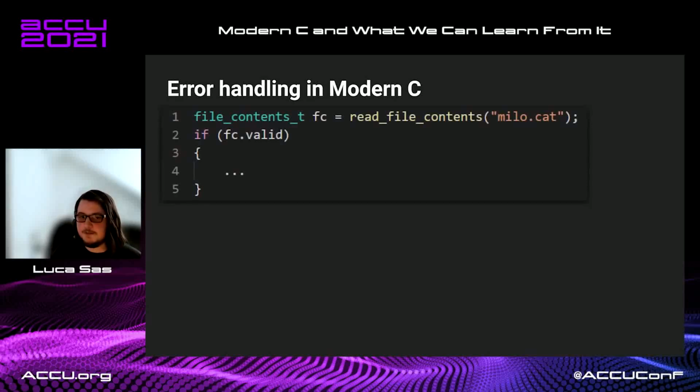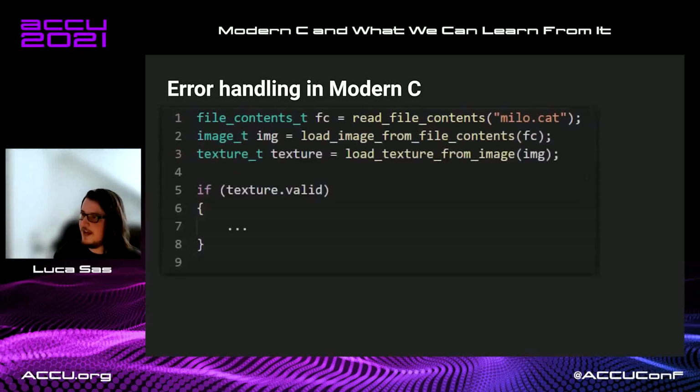And not just this, but this pattern with valid here can compose very nicely. So let's look at a more complex example. Here I am loading a file. Then I am loading an image from that file, so sort of decompressing that image into an array of bytes. And then I am loading that as a texture. I'm uploading that as a texture on the GPU. And at the end, I only check if texture is valid.